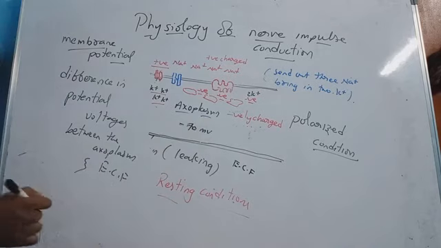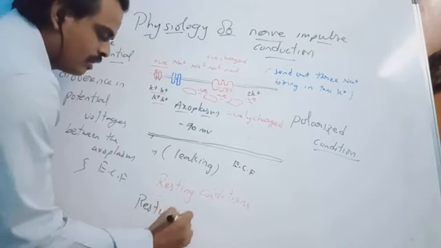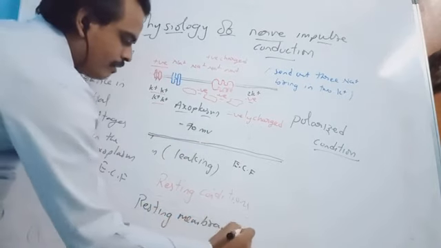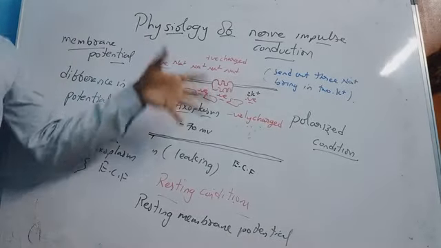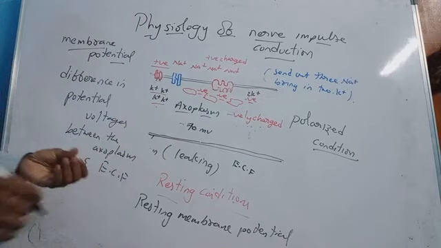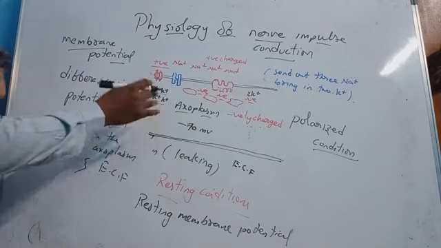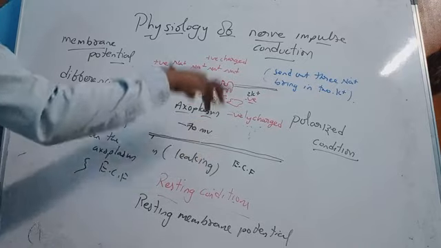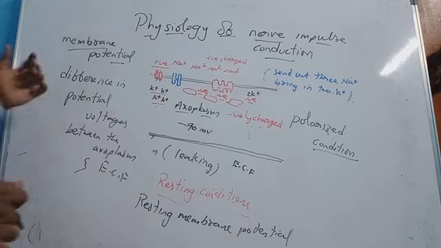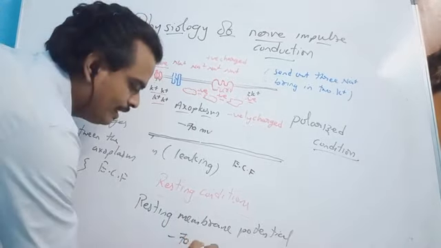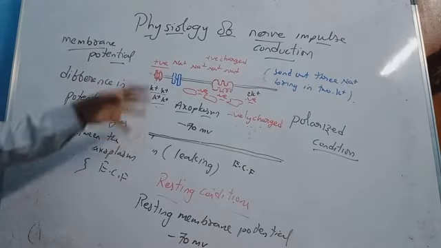So what is the resting membrane potential? If someone asks you what is the resting membrane potential, when we observe using some electrodes or voltmeter, you can find that the resting membrane potential is minus 70 millivolts with respect to the axoplasm, because we have more negative charge in the axoplasm. We will write it as minus 70 millivolts. So this is the resting potential or resting membrane potential.